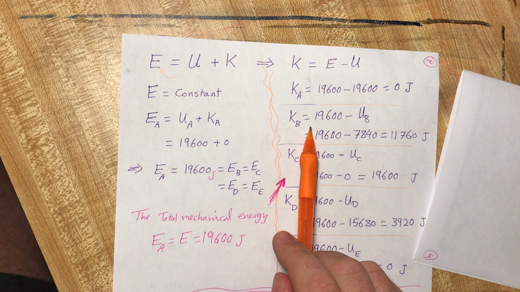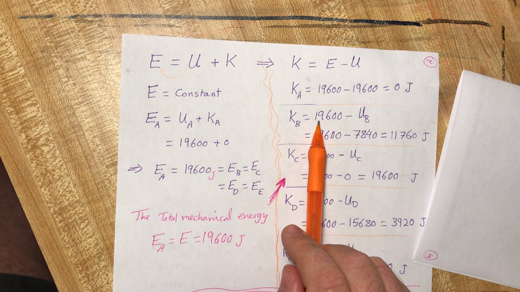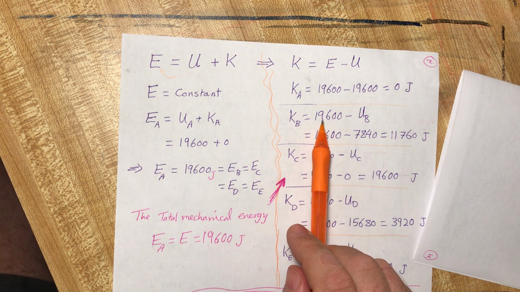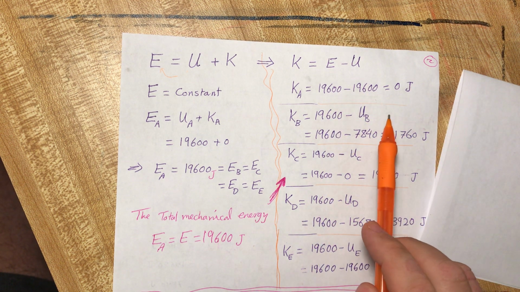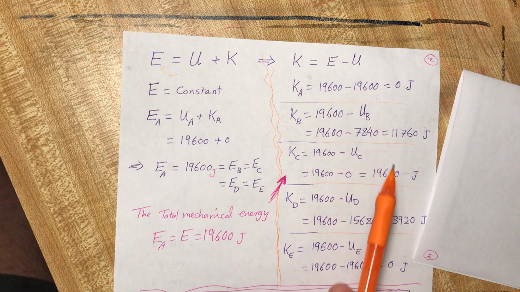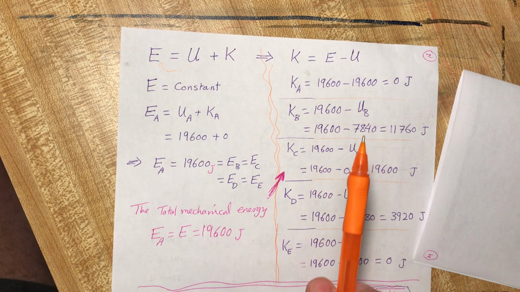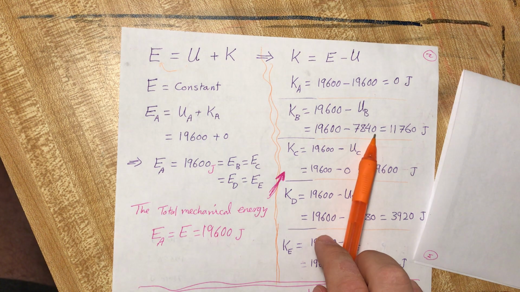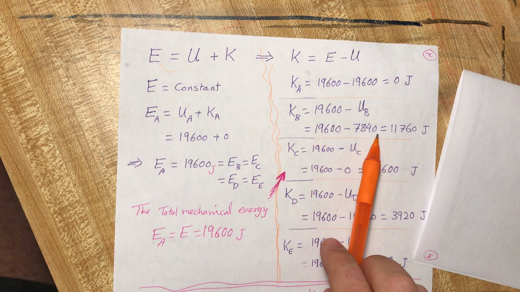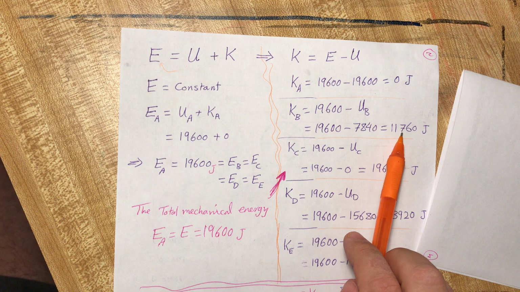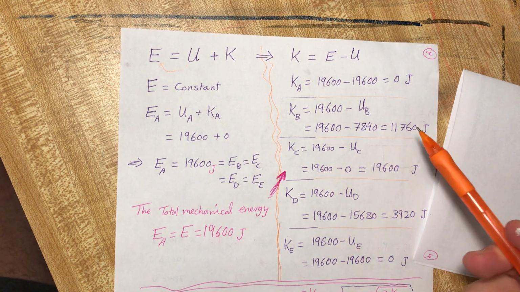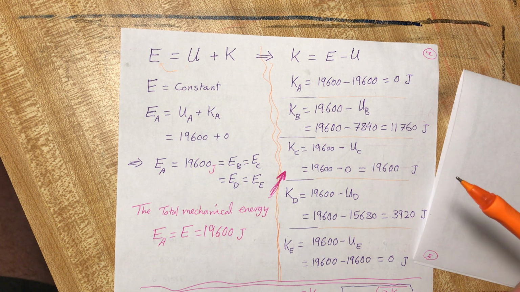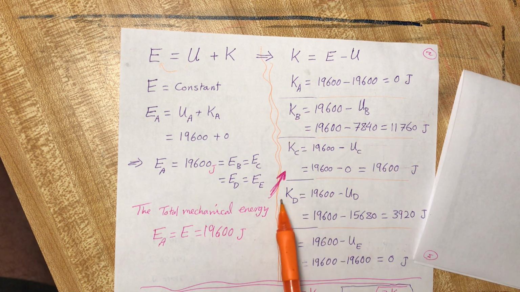Okay, the kinetic energy at point B is equal to the total mechanical energy, which is 19,600, which is constant in all of our solution, minus the potential energy at B. The potential energy at B, we solved it, 7,940. The kinetic energy at B is equal to 11,760 joules. Okay, now we have the kinetic energy. We can also find the velocity at that point.